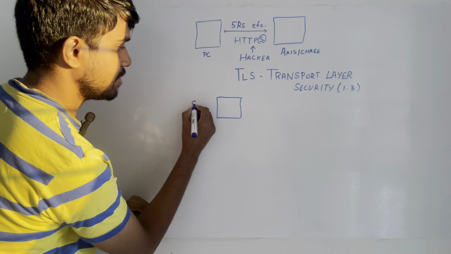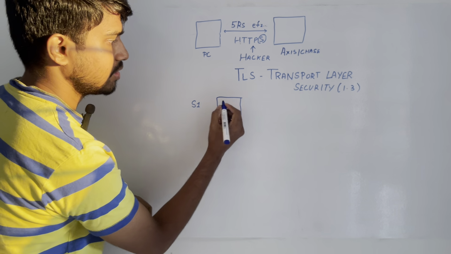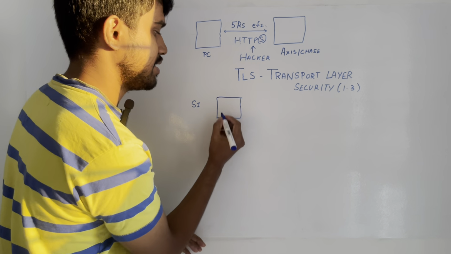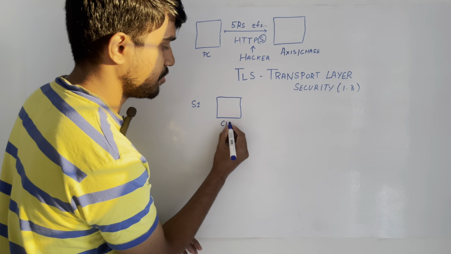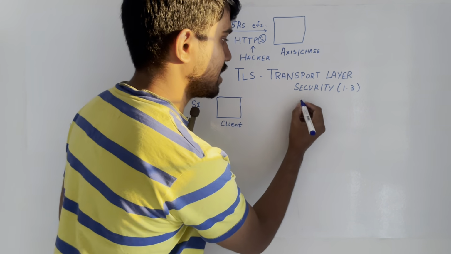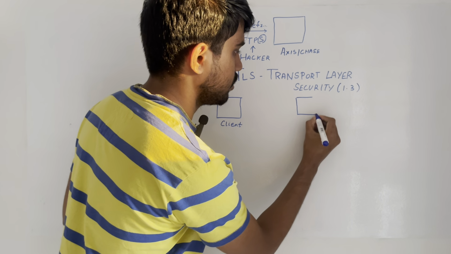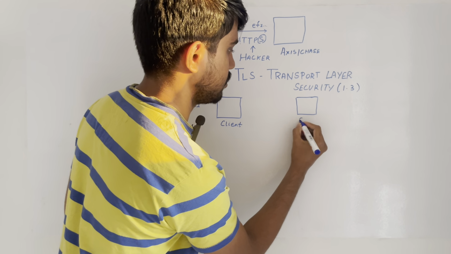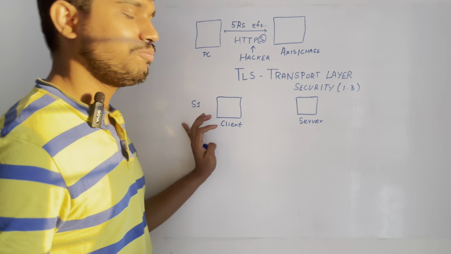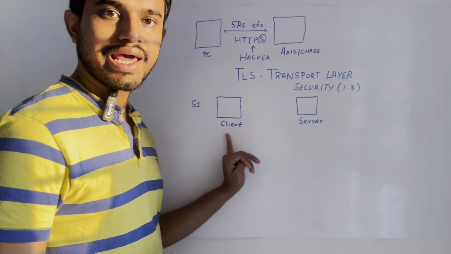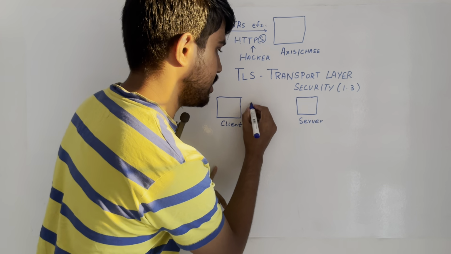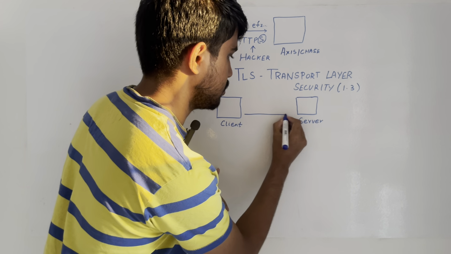So let's take this as step 1. We already saw that whichever computer is making a request is called a client. So let's take your computer as a client, and let's take your bank's computer or server as a server. So in step 1, your client will start the communication, will initiate the communication. It will send a few things.